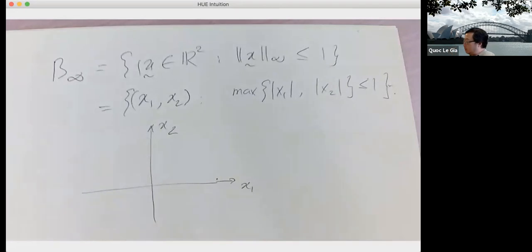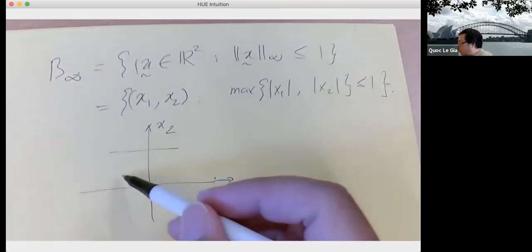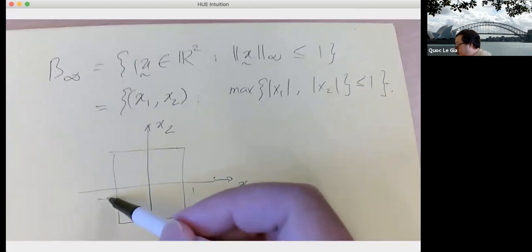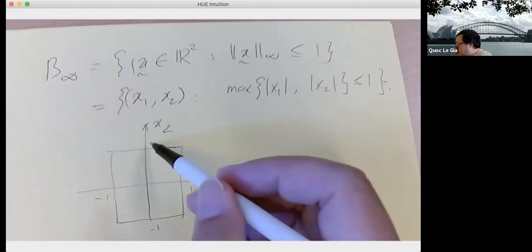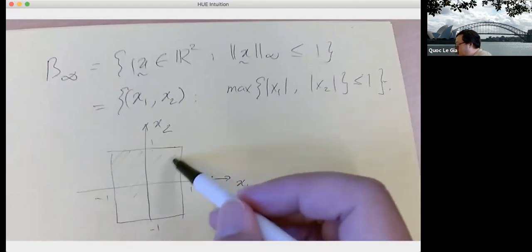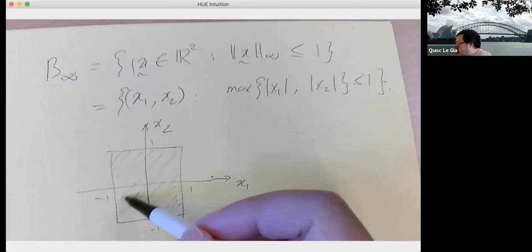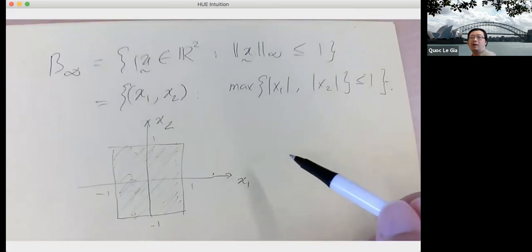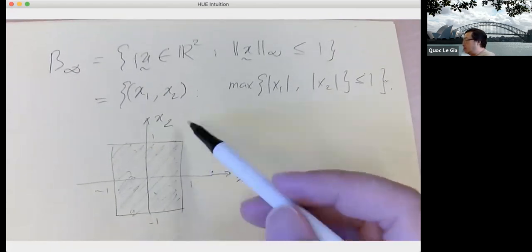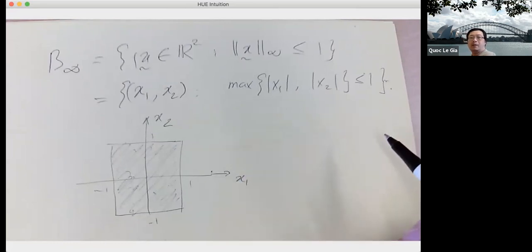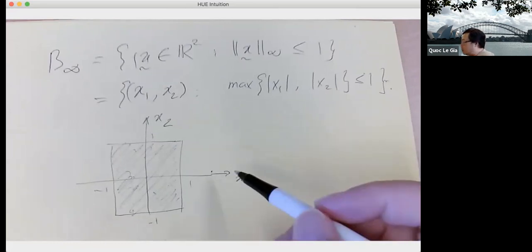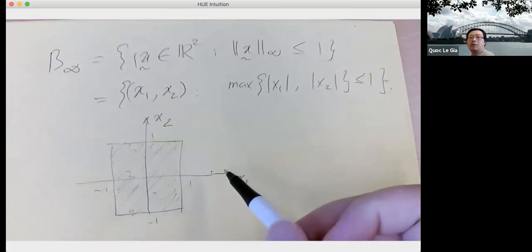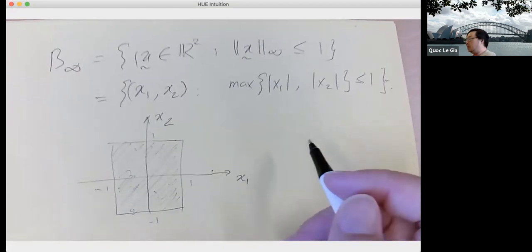Yes, correct. So you can see that if you have a square like this, then everything inside this square, when you take the absolute value, will be less than or equal to 1. So inside this, the maximal value is just less than or equal to 1. So x1 is between minus and plus 1, and y is between minus and plus 1. Okay, so you get the idea, right?